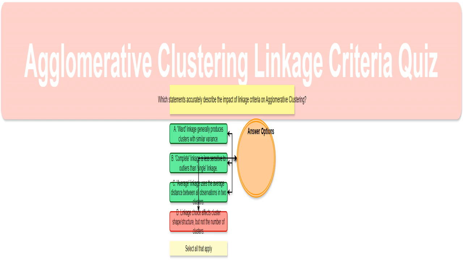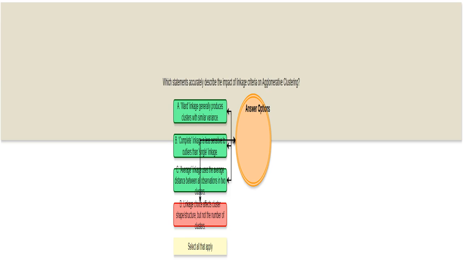This quiz tests your understanding of how different methods of linking data points affect the results of agglomerative clustering, a technique used to group similar data. It focuses on four key linkage criteria: ward, complete, average, and single. Let's dive in. This question asks you to identify which statements correctly explain how the choice of linkage criteria, ward, complete, average, or single, affects the outcome of the agglomerative clustering algorithm. You'll need to apply your knowledge of how each method works.